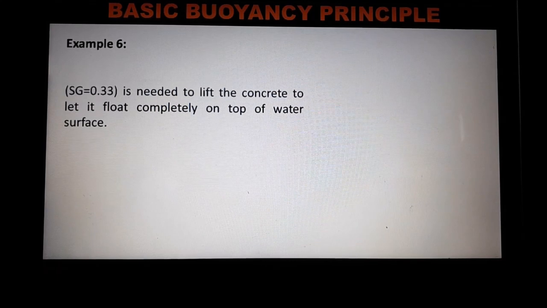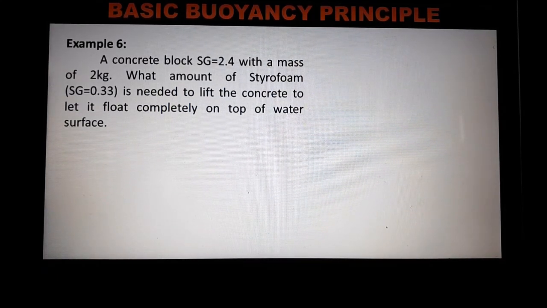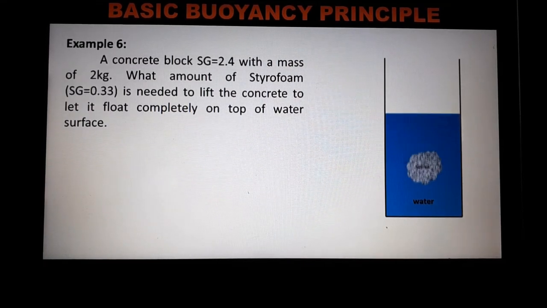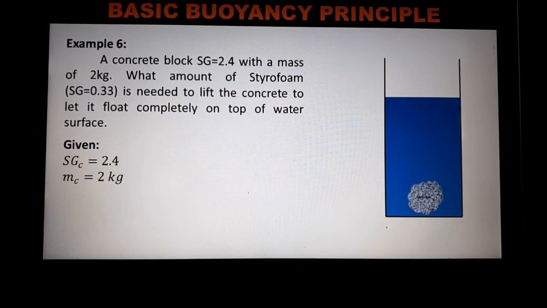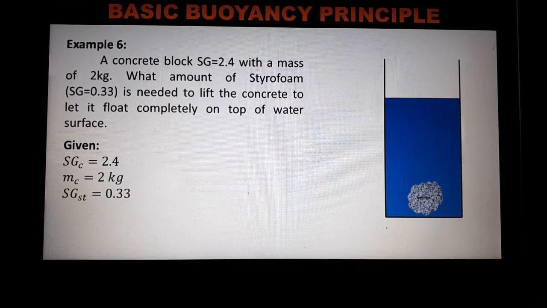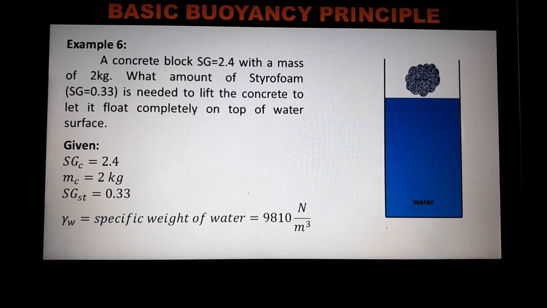What if instead of applying a tension on the block, we use a buoy in the form of styrofoam with a specific gravity of 0.33 to hold the concrete block completely on top of the water surface. So you have the following given. Specific gravity of the concrete is equal to 2.4. The mass of the concrete is 2 kilograms. The specific gravity of the styrofoam is 0.33, and the specific weight of the water is 9,810 Newton per cubic meter. So we're going to determine the amount of styrofoam needed to hold the concrete completely on top of the water.